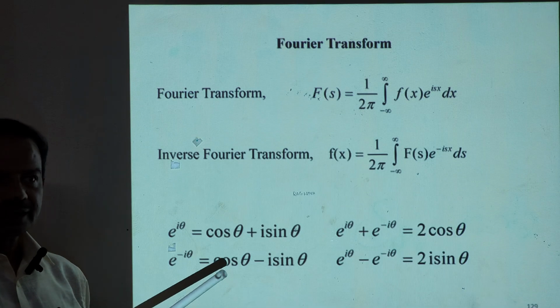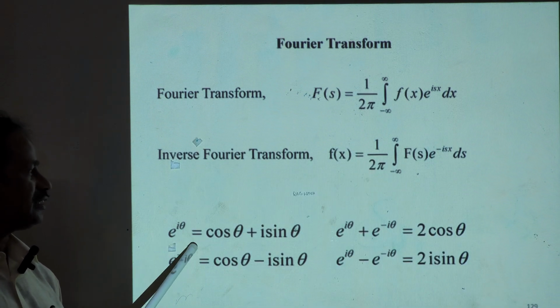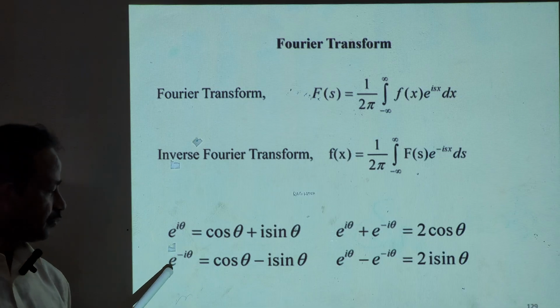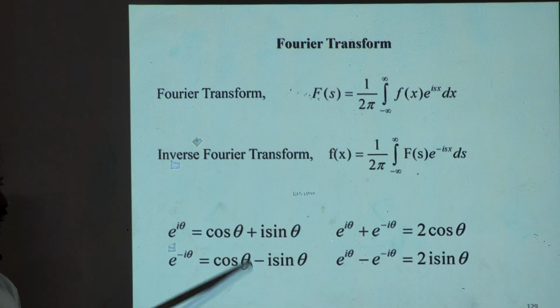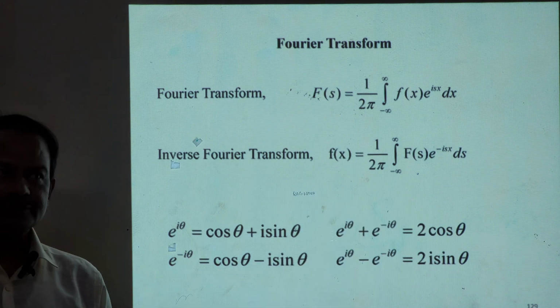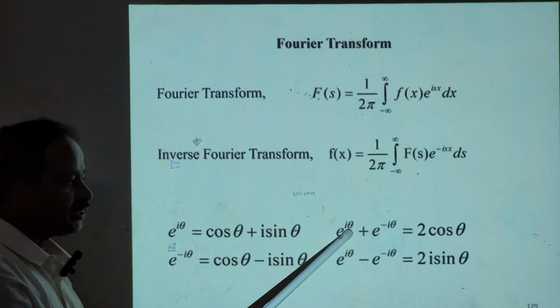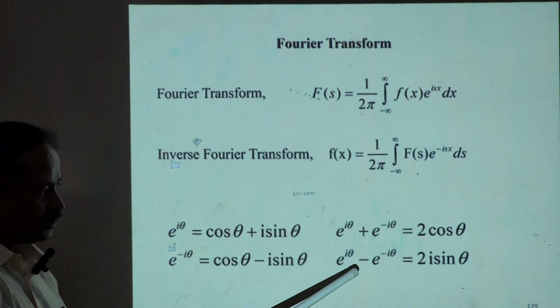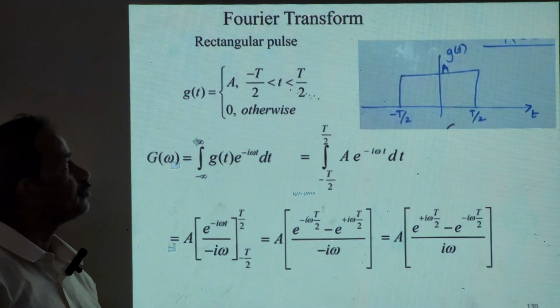And of course, these are the identities that we have to learn, complex identities. e power i theta equal to cos theta plus i sin theta, e power minus i theta equal to cos theta minus i sin theta. Adding these two will give you this, subtracting these two will give you this. When you are going to add these two, this one will be cancelled, you will get cos theta. When you are going to subtract, you will get this. So often this one will appear.